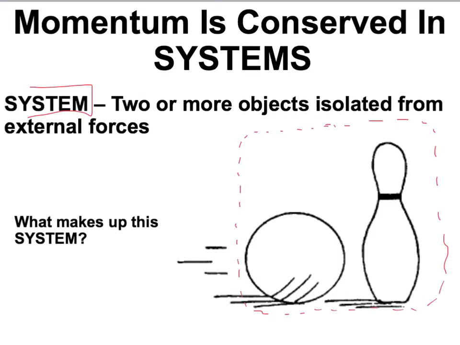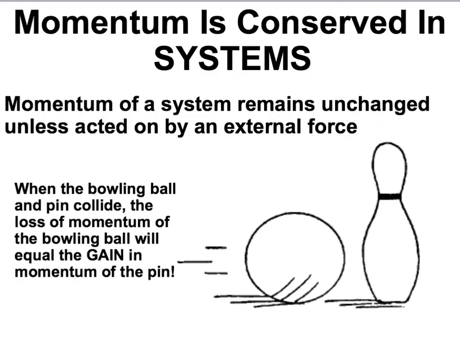Now that we've defined a system, let's look at how momentum is conserved in a system. So the law of conservation of momentum told us that the momentum of a system remains unchanged unless acted on by an external force. Now this is a complex concept, and it's one that requires us to remember all of our Newton's laws of motion. In this system, when the bowling ball strikes the bowling pin, that's going to be the action. The reaction is going to be the bowling pin striking the bowling ball in the system. And the action force and the reaction force are going to be equal and opposite.